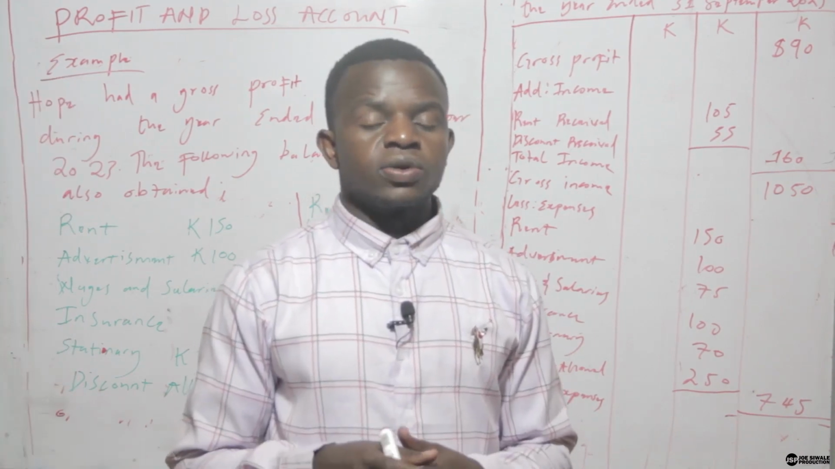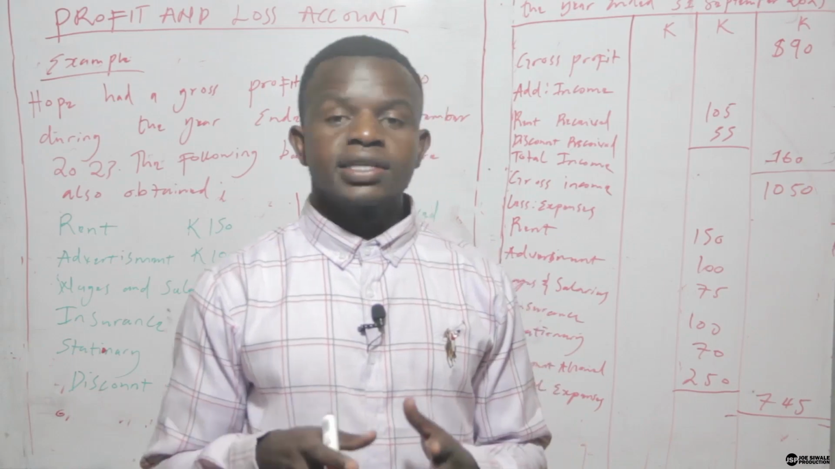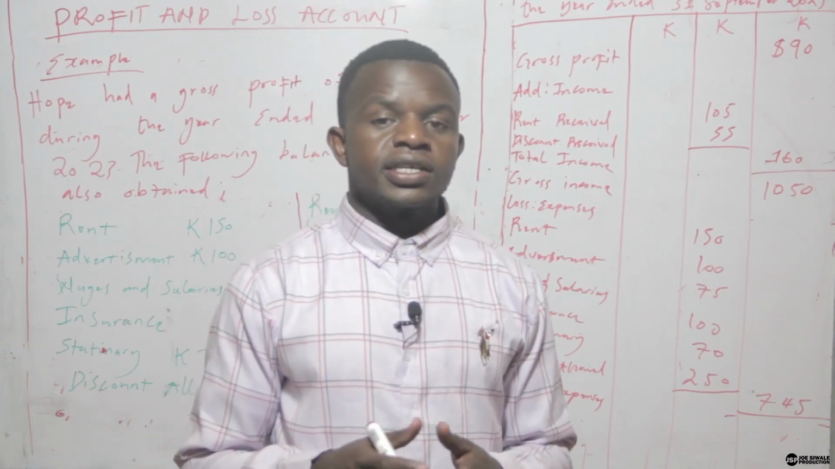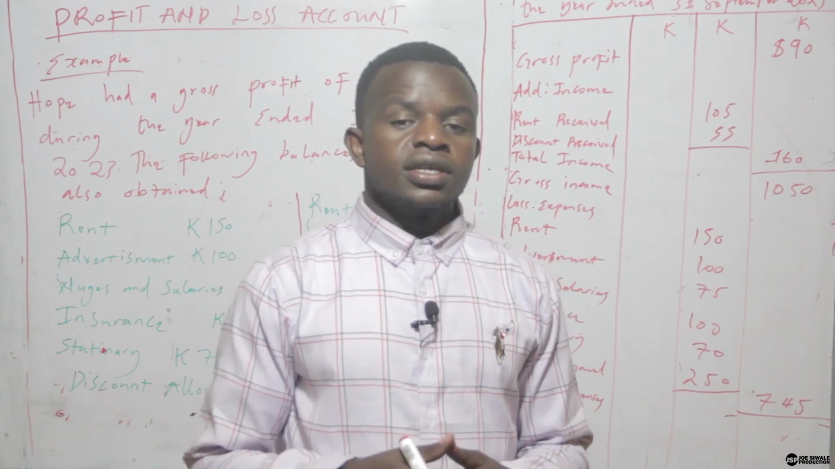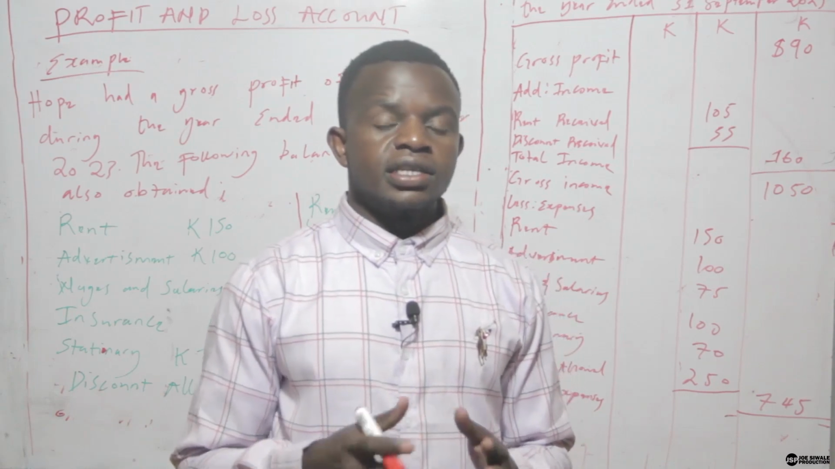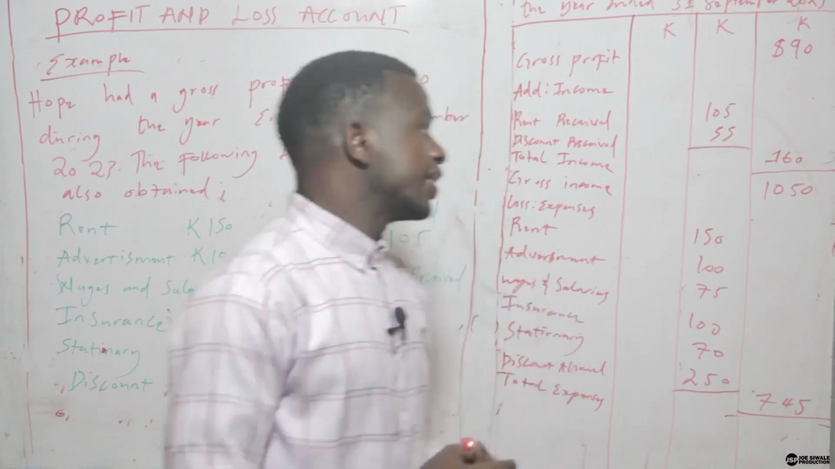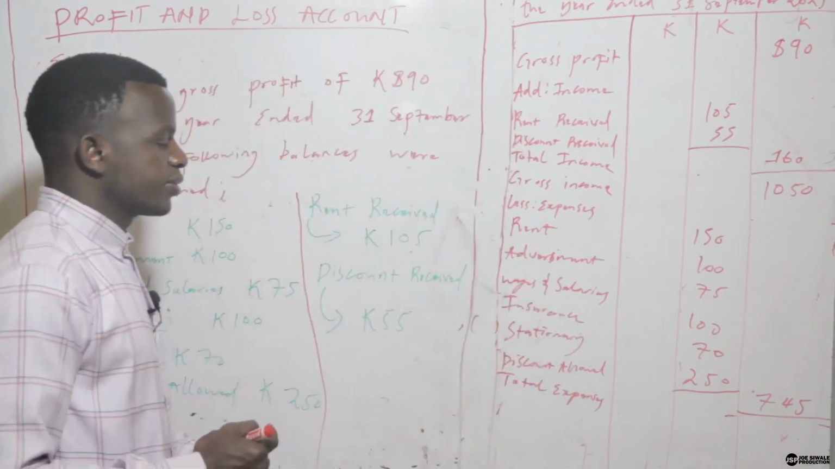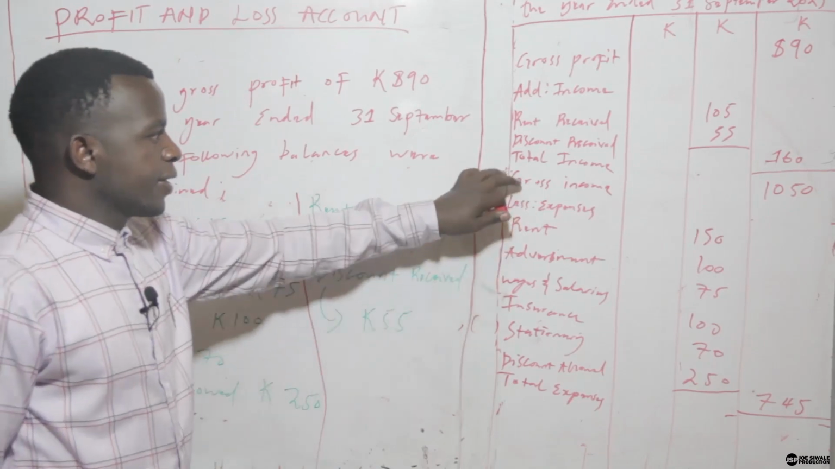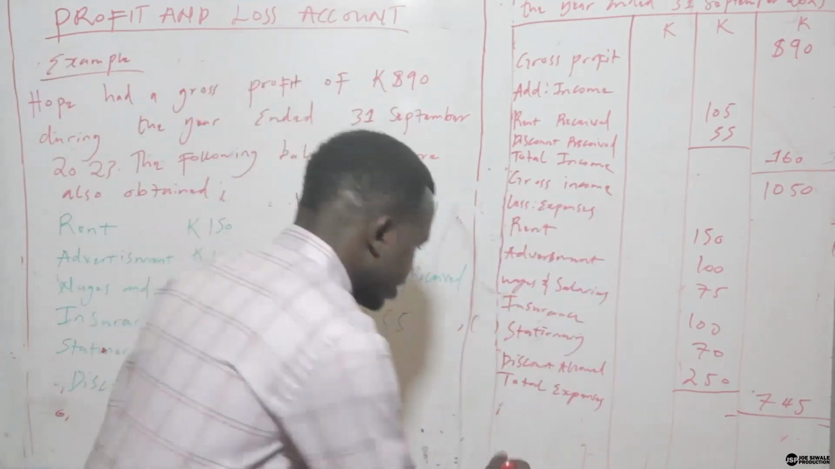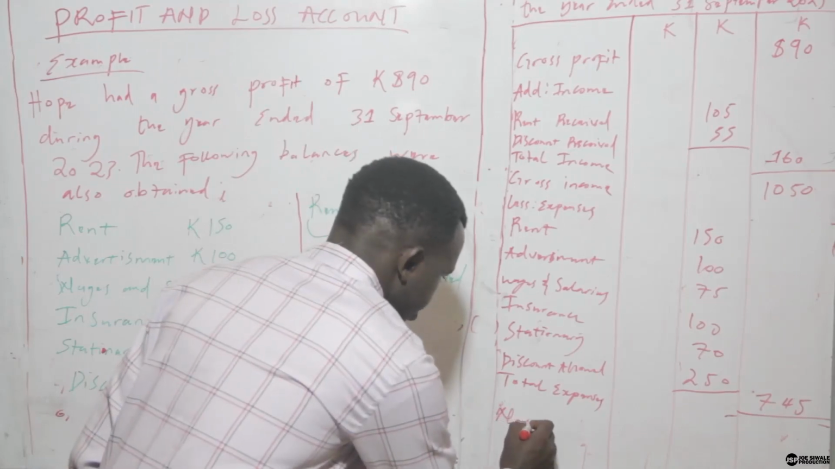net profit or loss. And I said that you can find the net profit when the gross income is greater than total expenses. Then we can find the net loss when the total expenses are greater than the gross income. So considering in our case, our gross income is greater than the total expenses, that means that we're going to find our net profit.